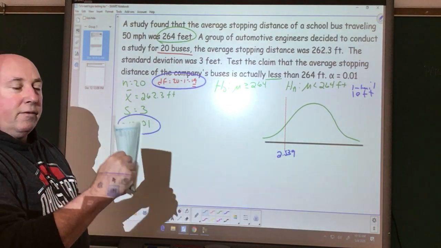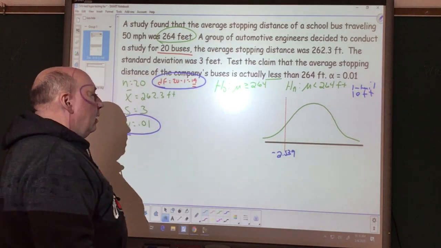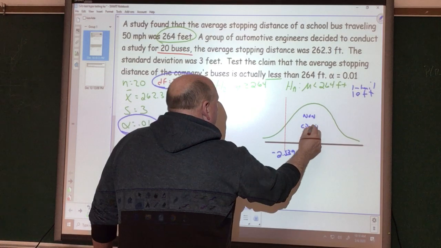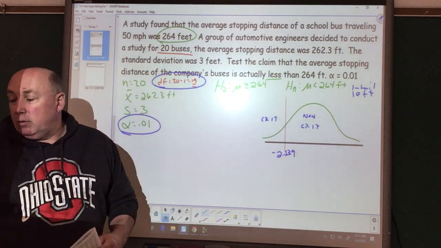And since we're a left tail, we need to throw a negative in with that. This is non-critical. This is critical. Non-critical and critical.